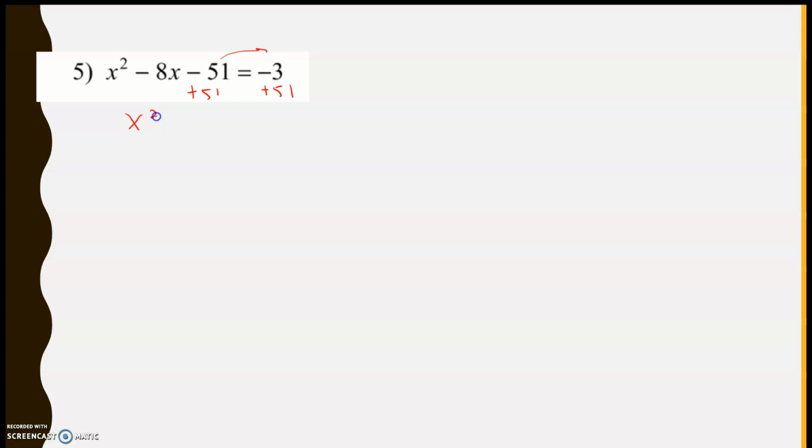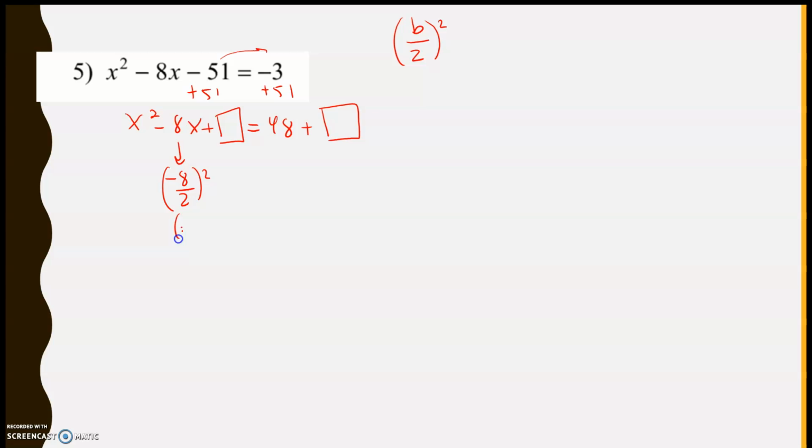And I'm going to get x squared minus 8x is equal to negative 3 plus 51, which is going to give me positive 48. So I'm going to add something to the left side, which means I'm going to have to add something to the right side. To figure out what that something is, I'm going to take my b, divide it by 2, and square it. And that's what's going to go into my two boxes here. So taking my b, which is negative 8, divided by 2, squared, I'm going to get negative 4 squared, which is 16. 16 goes here and here.